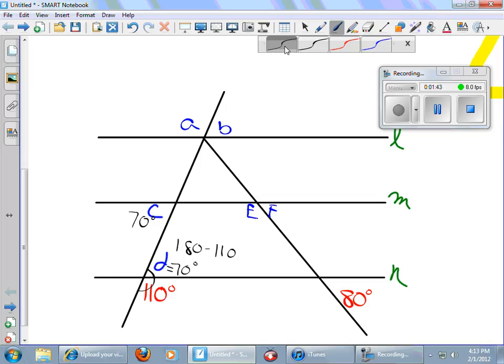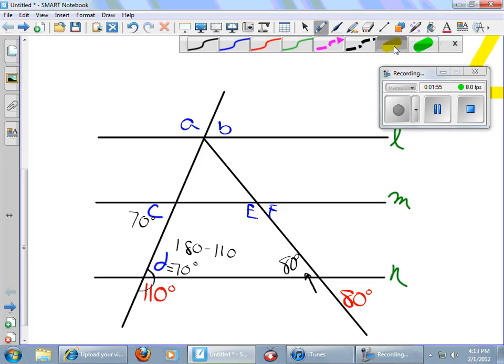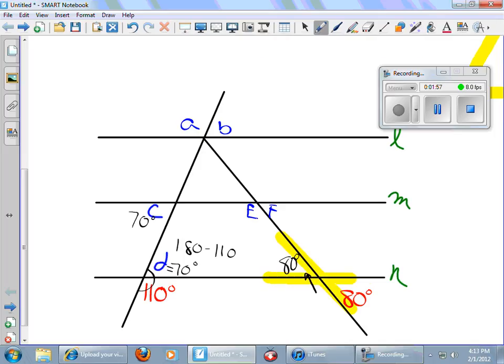Okay, I'm going to figure out this angle right here, which is 80 degrees. Why? Because it's vertical with the other 80 degrees, the red 80. You see the X? I see the X. There it is. Now that I know that that's 80, by the way, I don't think I mentioned that lines L, M, and N are parallel. I have to tell you that in the beginning, otherwise you can't do the problem.